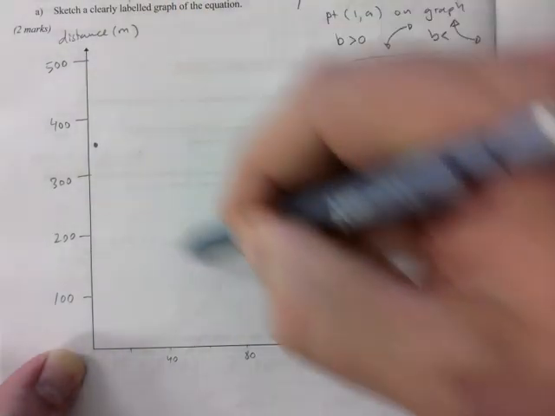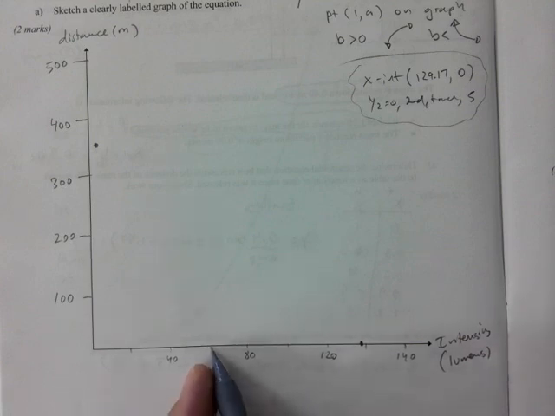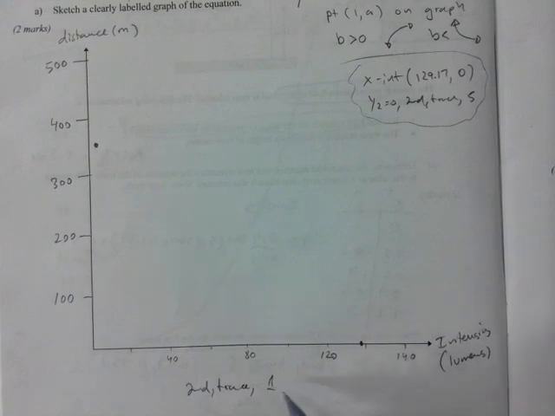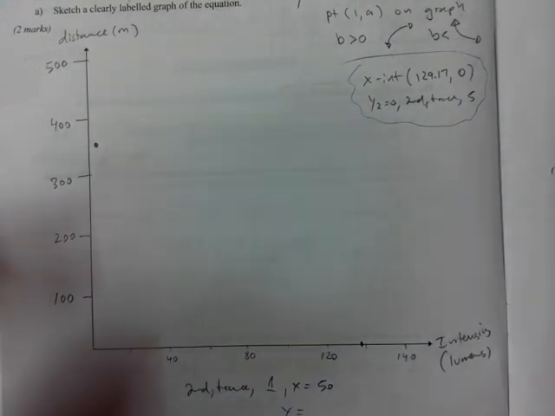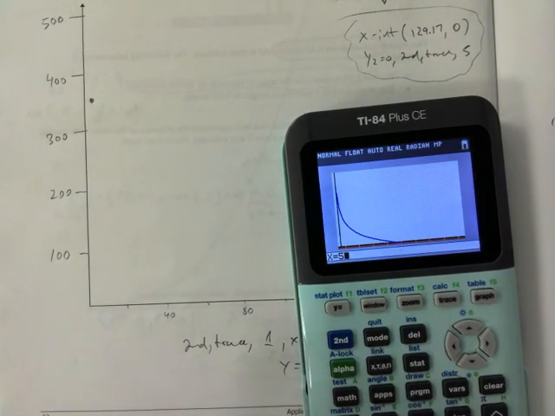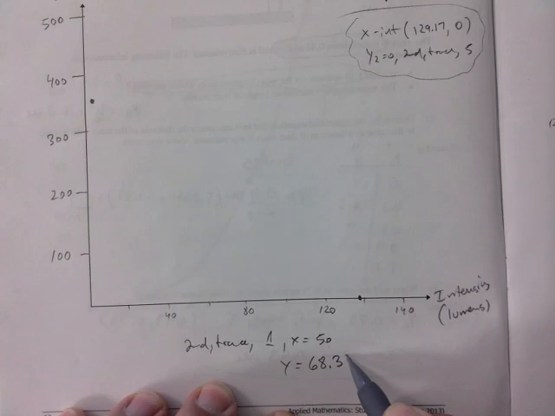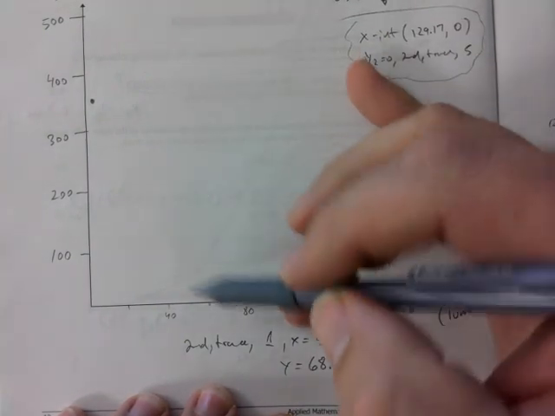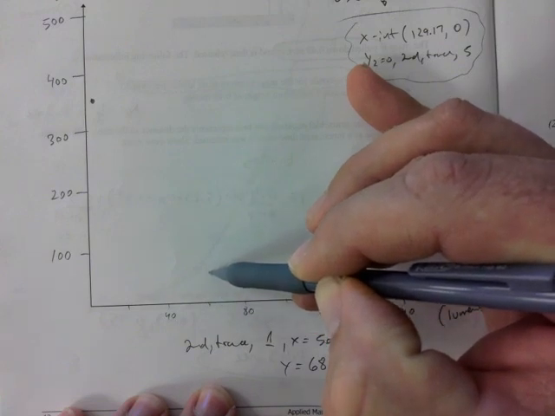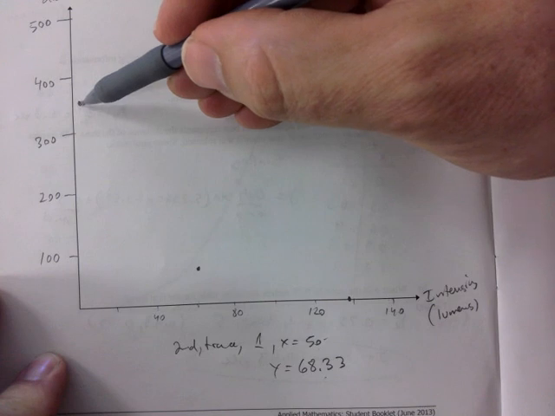I would warn against just freehanding it here. I would find at least 1 or 2 more points. So I'm going to pick 50 and find what the value is. I'm going to go second, trace 1, x is equal to 50, and what's y equal to? I'm doing that at the bottom there. So y is equal to 68.33. So I know that 50, 68.33 should be on there. This would be 50, and 68 is just above it. That is good enough. So you just come down.